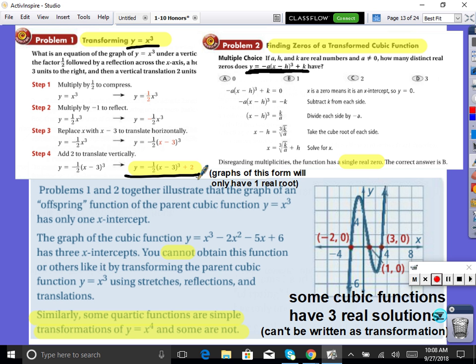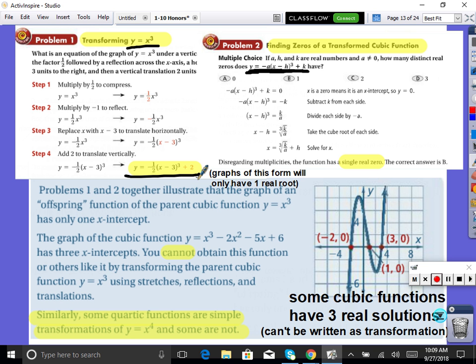Now here's the thing though, there are cubic functions such as this, y equals x cubed minus 2x squared minus 5x plus 6. I have graphed it over here on the right. How many real zeros does it have? 3. So it must not be a transformation from the parent function, because if it was, it would only have one real root, for sure. Does everybody understand that? So there are cubics that are transformations, and there are cubics that are not a transformation from the parent function.